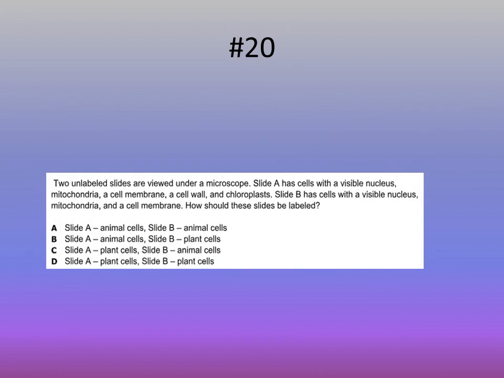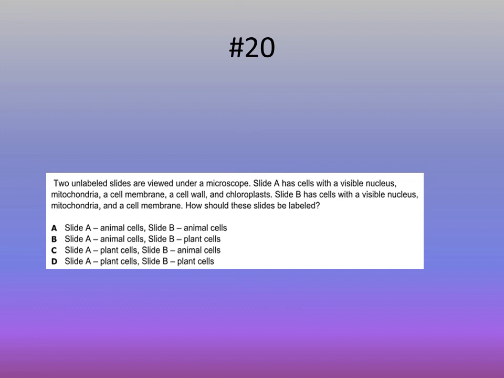Number 20. Two unlabeled slides are viewed under a microscope. Slide A has cells with a visible nucleus, mitochondria, a cell membrane, a cell wall, and chloroplasts. Slide B has cells with a visible nucleus, mitochondria, and a cell membrane. How should these slides be labeled?